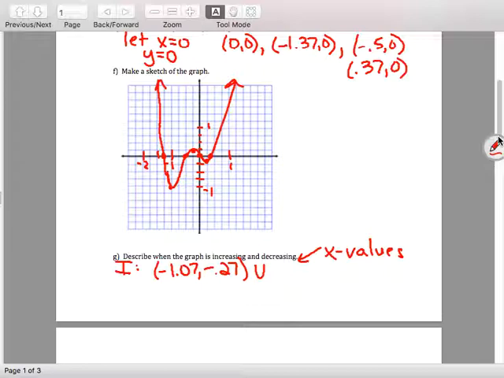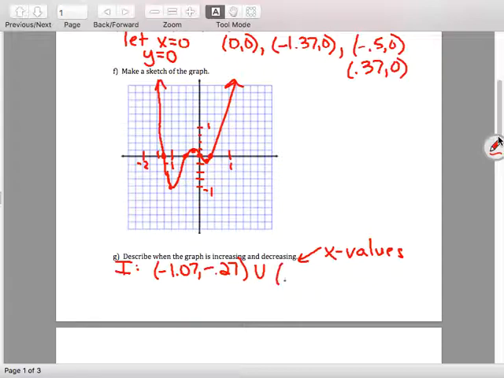Okay, it was, no, not 0.37. Negative 1.37. No, look at letter D, your turning points. 0.37 is the X-intercept. Negative 1.07? No, this is negative 0.27. This is negative 1.07. This is 0.22, right?